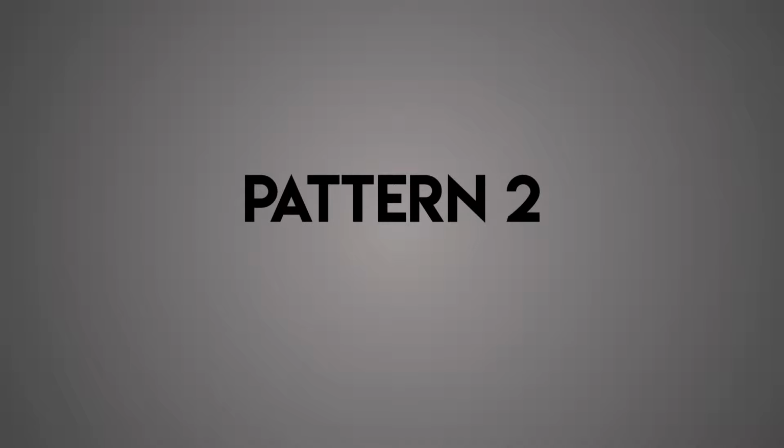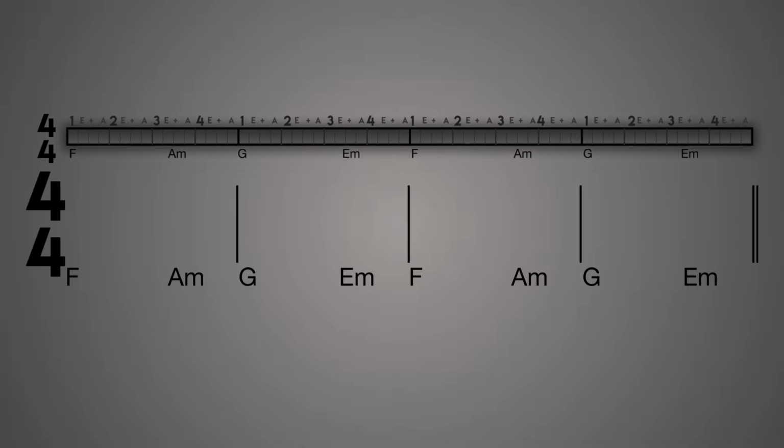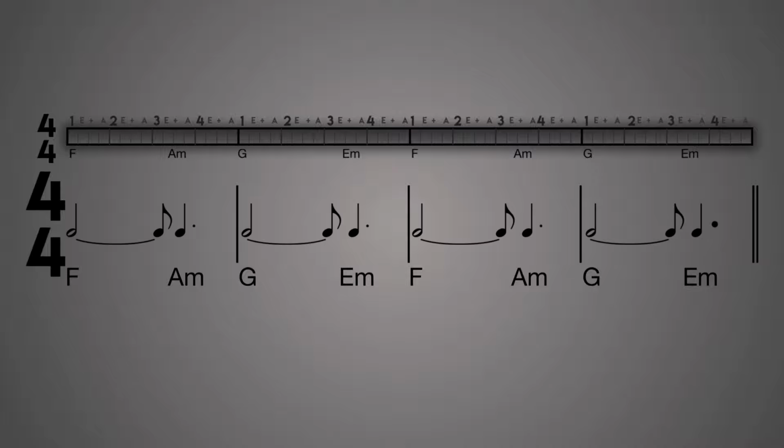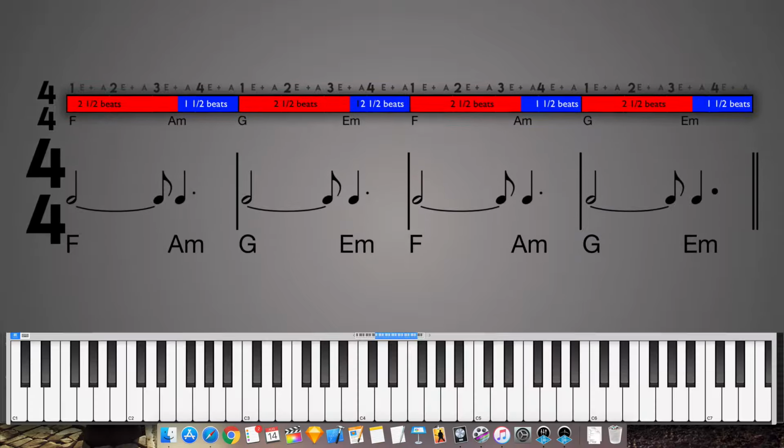Pattern 2. Beat 1 and of beat 3. Similar to pattern 1, we have the same chord progression, but the second chord's placement is slightly later. Here's what it looks like musically. On the grid, the first chord is borrowing half of a beat from the second chord. Let's listen.